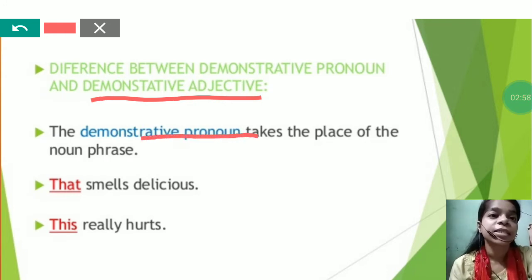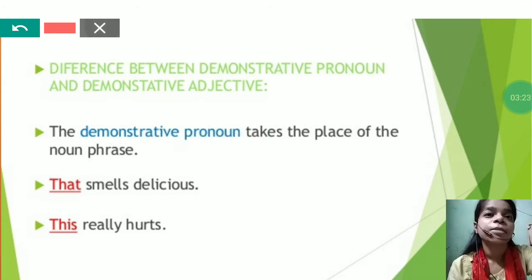Like, that smells delicious. It is in the noun phrase. This really hurts. Again, it is a noun phrase, and the word this is part of that particular phrase. So whenever any demonstrative is in the noun phrase, or you can say it is part of a noun phrase, then it will be called a demonstrative pronoun.